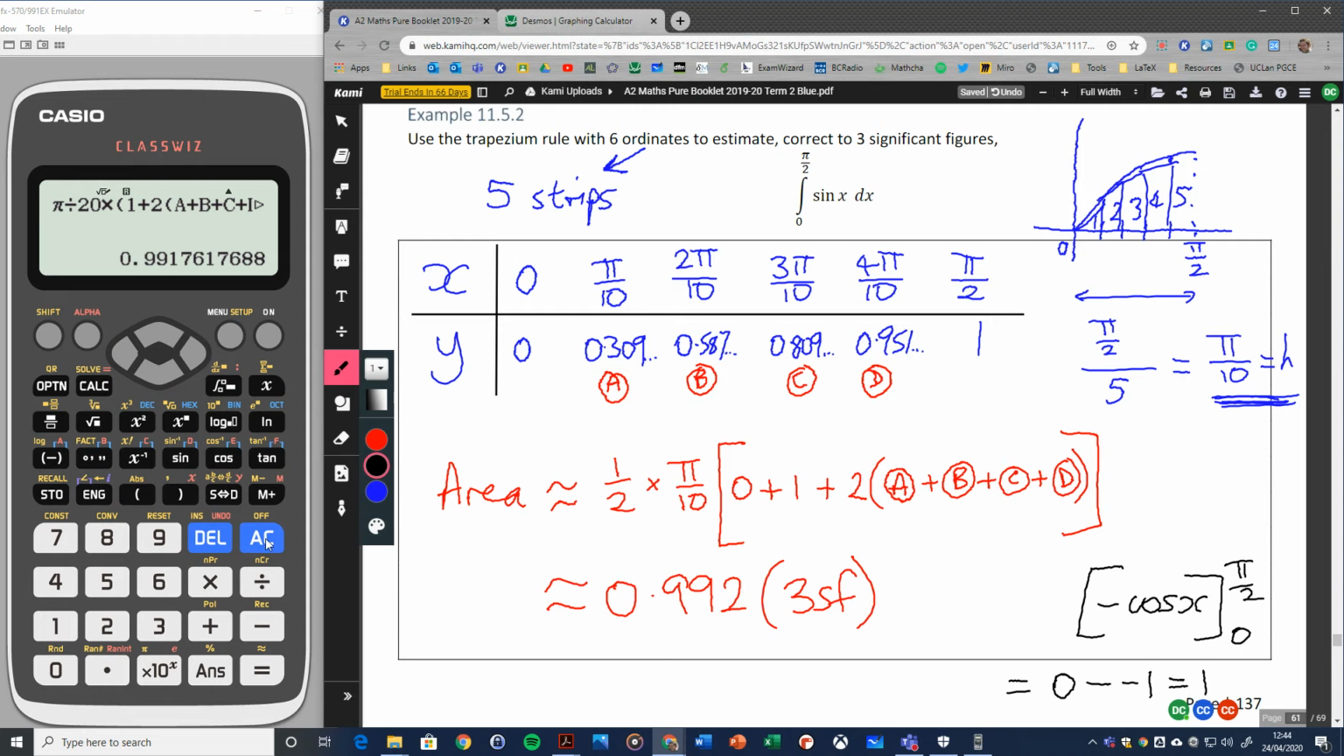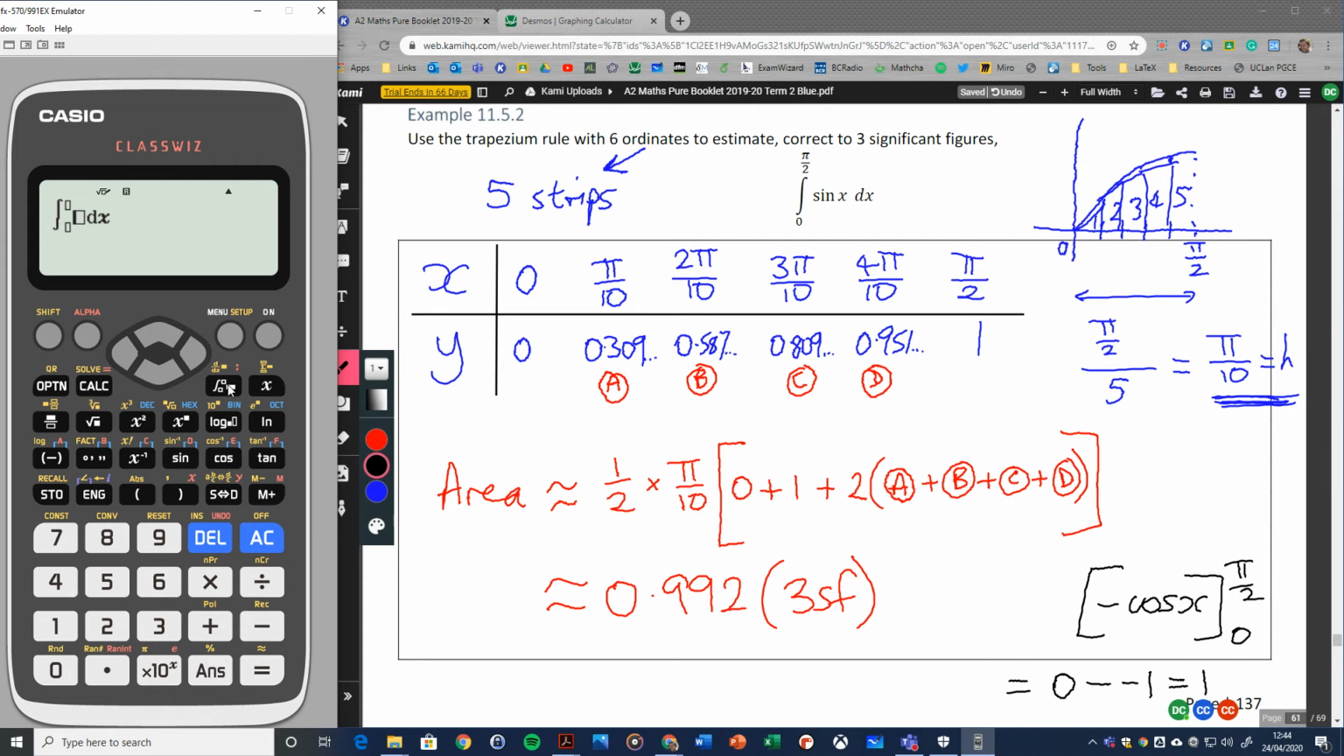You can also use the calculator. Make sure you're in radians. The integral of sine x, make sure you close the brackets, between 0 and pi over 2, which is 1. That concludes this example.